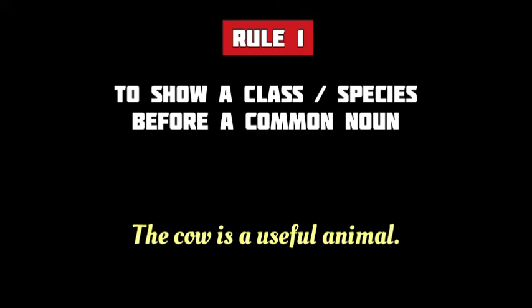Let's now study the various uses of the definite article "the". The definite article "the" is used before a common noun to show the whole class or species of a creature. For example, "The cow is a useful animal." Here we are talking about the whole species of cows and describing the whole species as a useful animal.